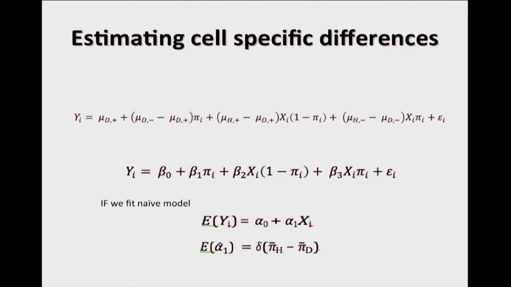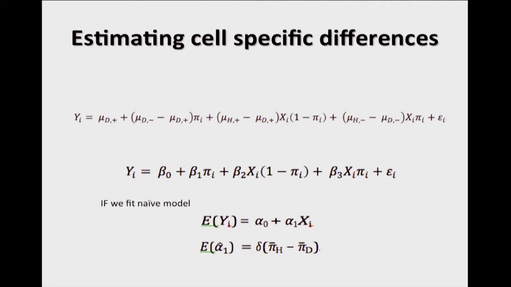And when you write it all down and do the algebra, you end up with a model that has this part, which is what a couple of groups have been using, where they include the cell composition as one of the covariates.